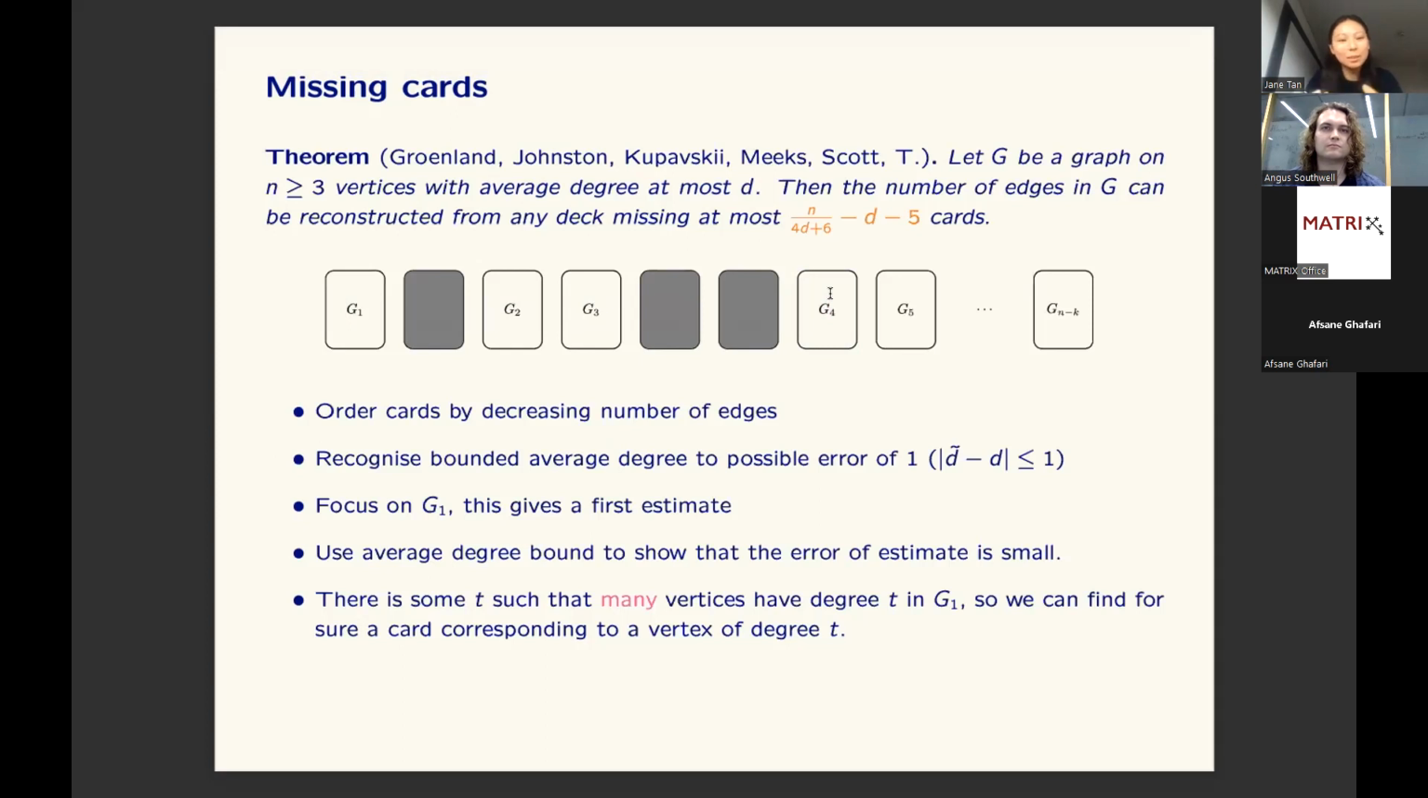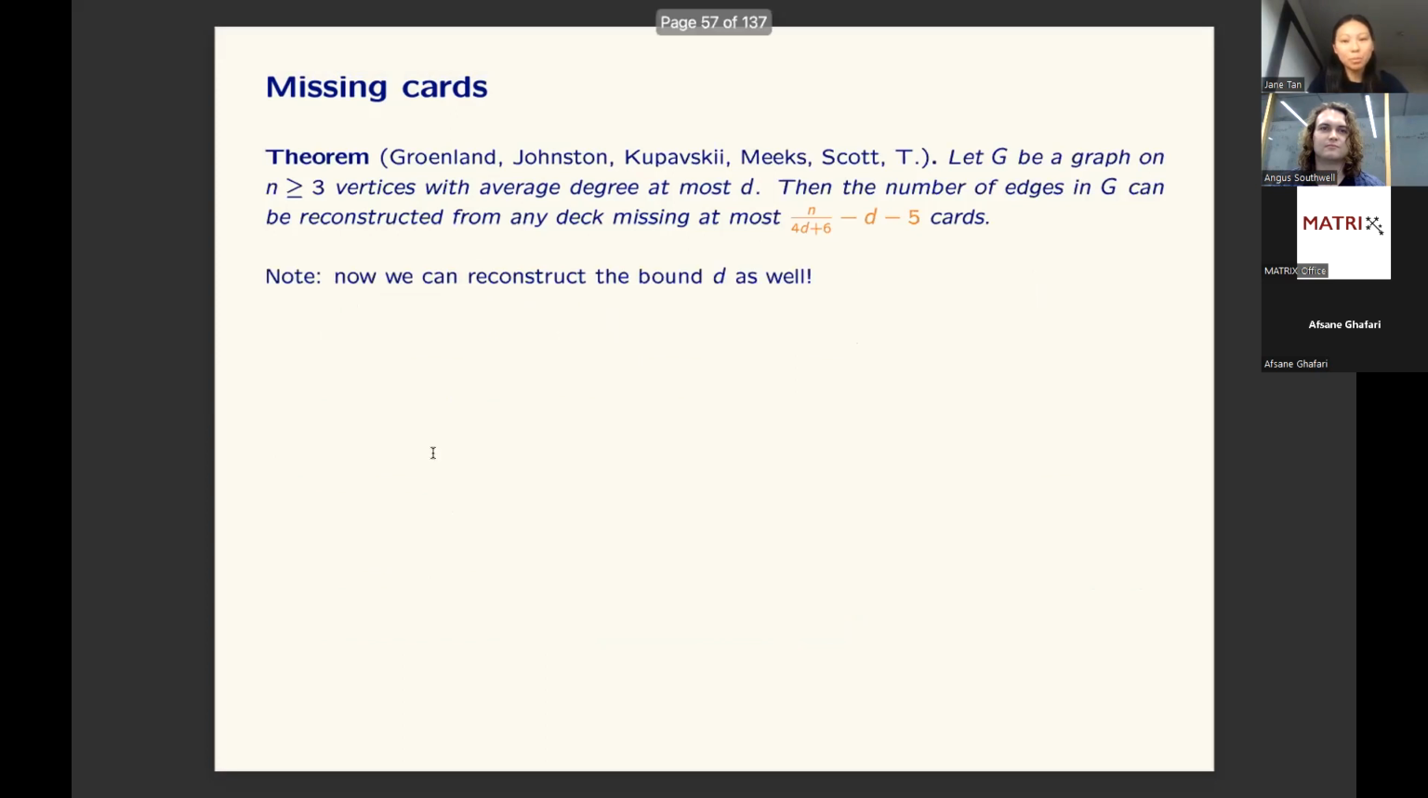Okay, so that's just a little sketch of the proof and this idea of coming up with an initial estimate, working with that estimate and propagating it down. Just a note that once we've actually done this proof, we started with this estimate d tilde, but by the end we now have the number of edges exactly, so we can actually reconstruct d exactly. And this is important to proceed and use this.